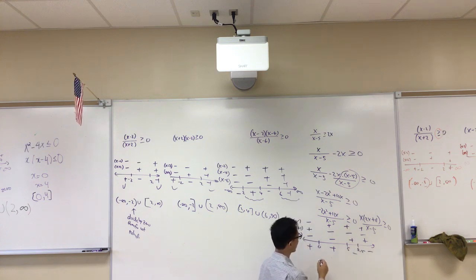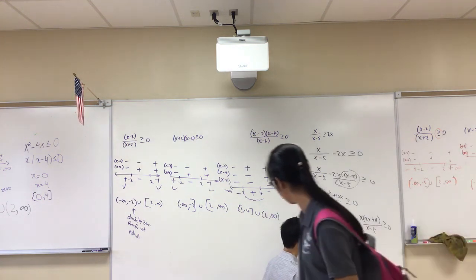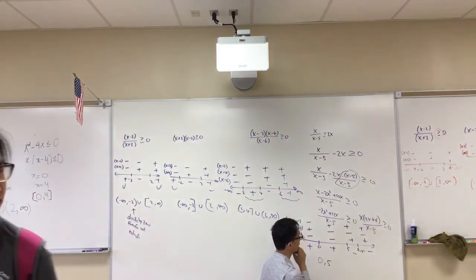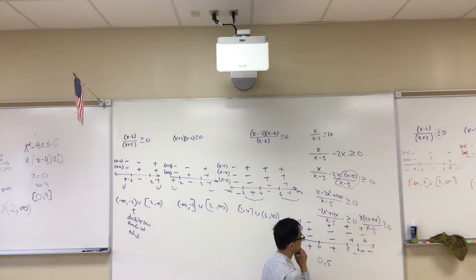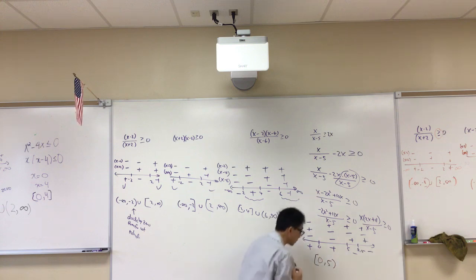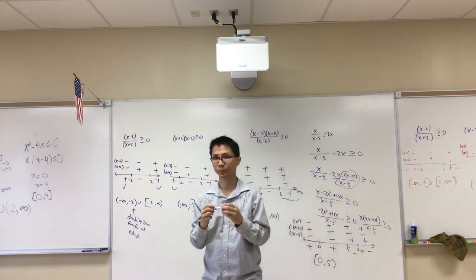So the only region that's positive is greater than 0 to 5. Probably something is wrong, but it's 0 to 5, not including 5, including 0.